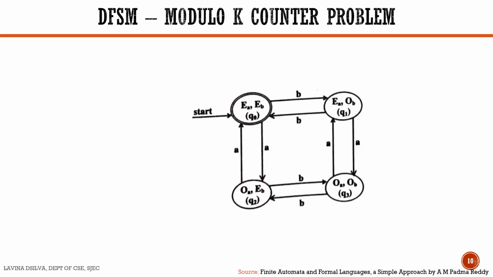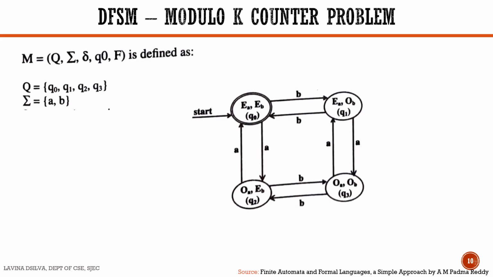The quintuple representation for this DFSM is given as Q is equal to 4 states, Q0, Q1, Q2, Q3. Sigma we know is 2 input alphabets, A and B. Q0 itself is the start state for this question because we want to accept even number of A's and even number of B's. And the start state Q0 itself is the final state in this DFSM.